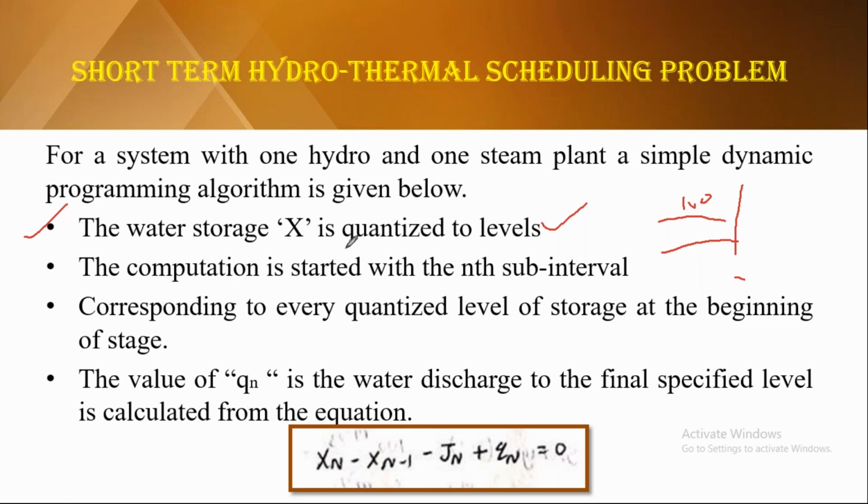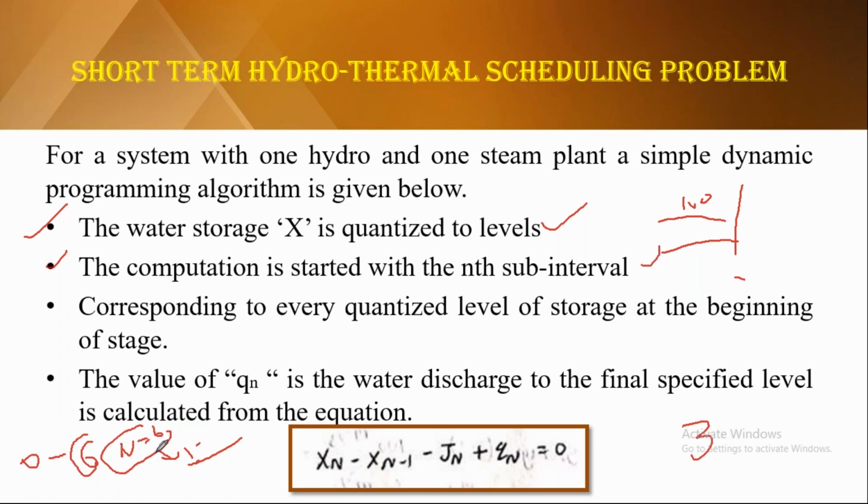Next, the computation is started with the N number of subintervals. I already told you that if you want to make a schedule for 6 months, then capital N is equal to 6 months. To obtain better performance, we have to divide this interval into subintervals, like 1 month. One month means you get 6 intervals, or else 2 months means you get 3 intervals. Like that, you have to change the total number of intervals into subintervals. That is the second step.